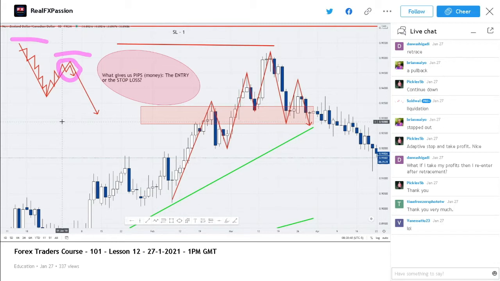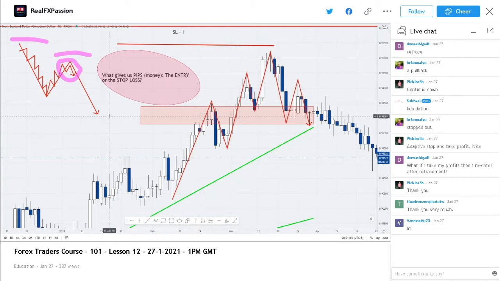I was thinking like this, everybody, don't be shy. There is no right or wrong. But if you need to choose one or the other, everybody, what gives us pips and money, it's not the entry, it's the stop loss. The correct answer is the stop loss.